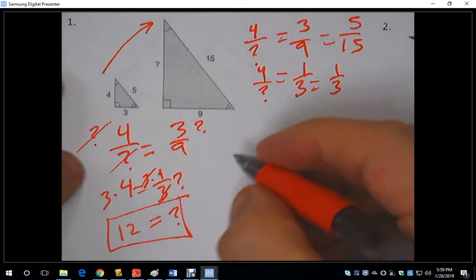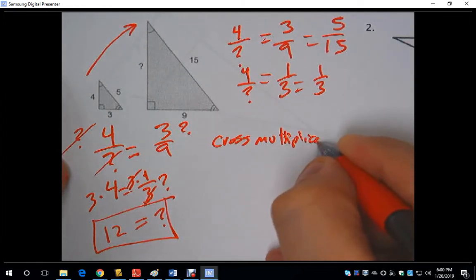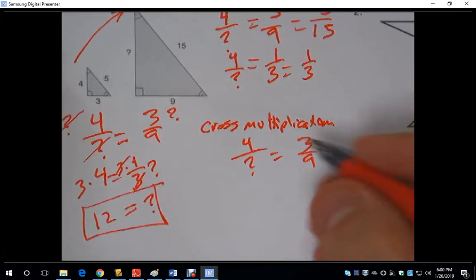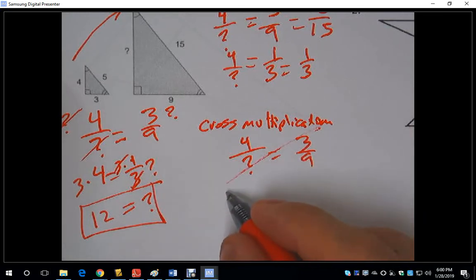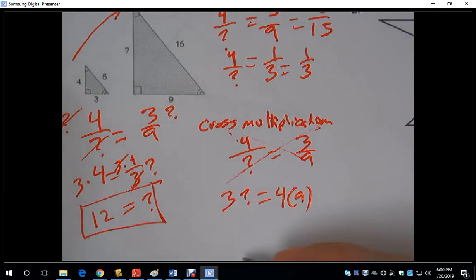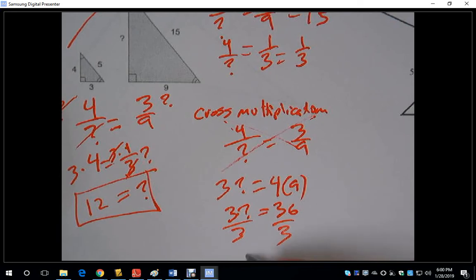Now we could also do something called cross multiplication. Where if I have this 4 over question mark equals 3 over 9, I cross multiply, I multiply crossways or diagonally. That gives me 3 times question mark, and that equals, I multiply crossways the other way, that gives me 4 times 9. And 4 times 9 is going to give me 36. And 3 times question mark, well, this is times, so the inverse of multiplication is division, so I'm going to divide by 3. That gives me that question mark equals 12. I get the same answer.